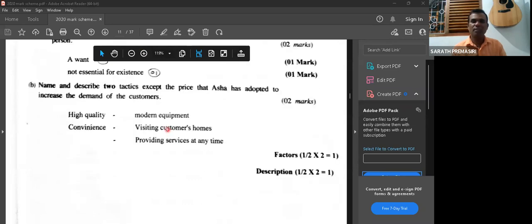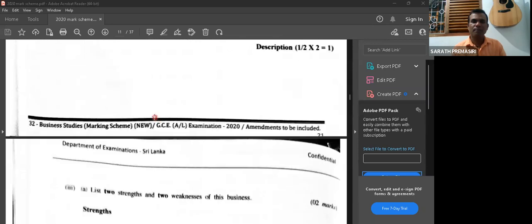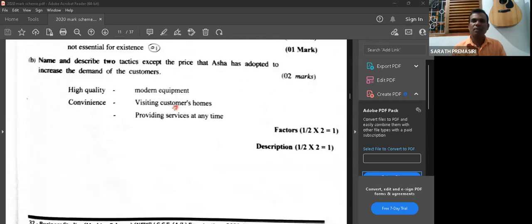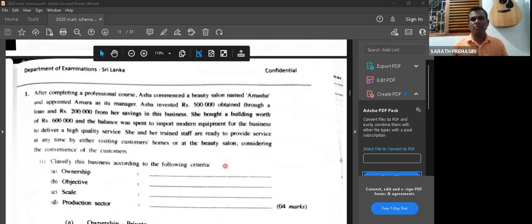Now we are going to discuss the next question. Yes. Now look at the next one. List 2 strengths and 2 weaknesses of this business. Yes, 2 strengths, 2 weaknesses. Shall we discuss it? What are the strengths that you can visualize according to this given paragraph? Yes, Himashi. Now give me your answers. You may have some ideas.